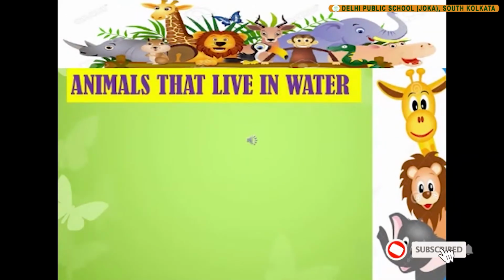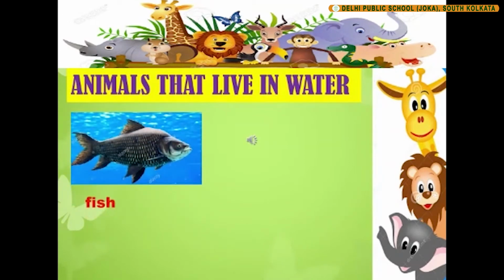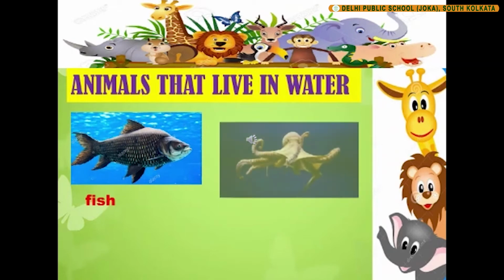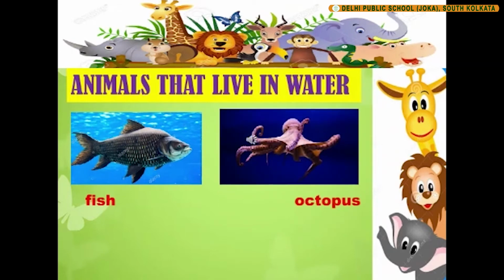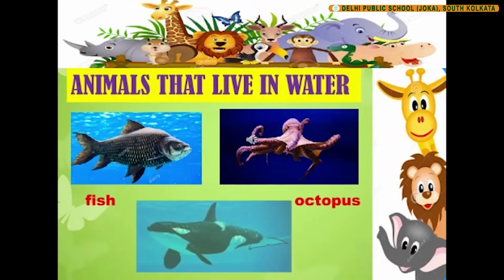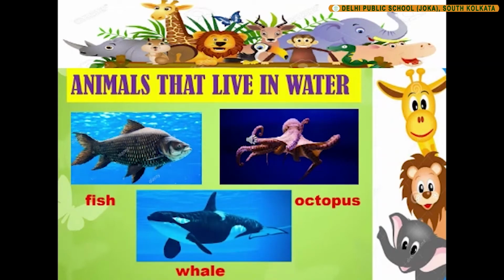Now, let us look at a few examples of animals that live in water. A fish lives in water. An octopus lives in water. A whale lives in water.